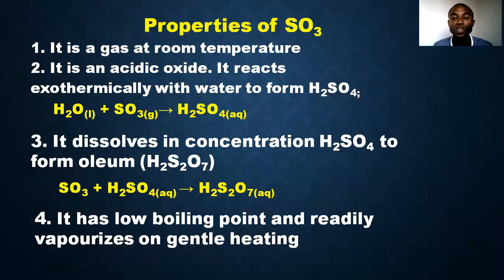Properties. What are the properties of sulfur 6 oxide? One of the things is that it's a gas at room temperature. Number two is it's an acidic oxide. Of course, it reacts exothermically with water to form tetraoxosulfur 6 acid. So when sulfur 6 oxide reacts with water, it produces H2SO4, which is tetraoxosulfur 6 acid. Number three is that it dissolves in concentrated H2SO4 to form oleum.